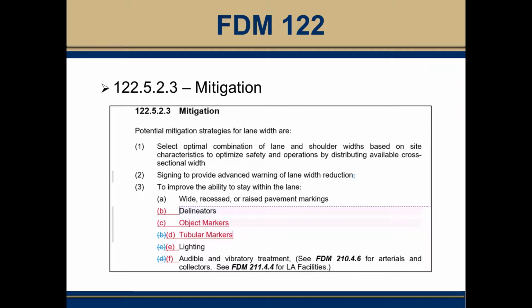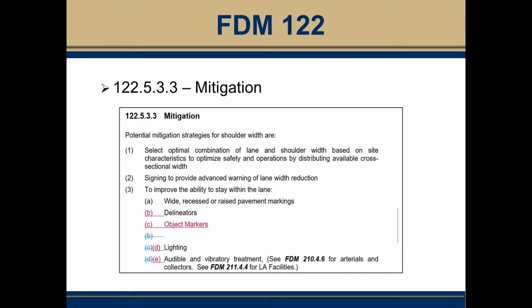Additionally, changes were made to some of the mitigation sections, which differentiate object markers and tubular markers. There were some minor changes made, I believe, to the specifications and possibly the standards that differentiate tubular markers and object markers separately, and we went in and updated accordingly. Here's the section for shoulder width that was updated to include object markers.